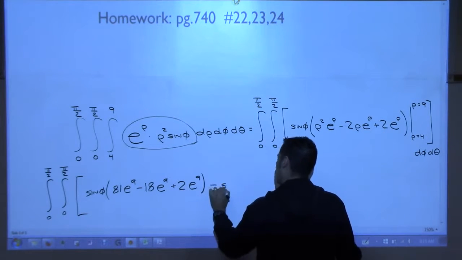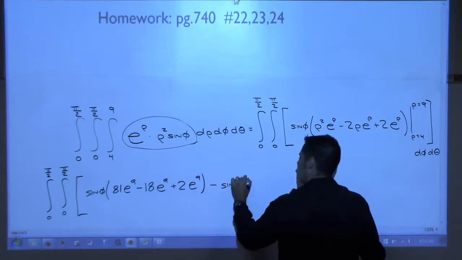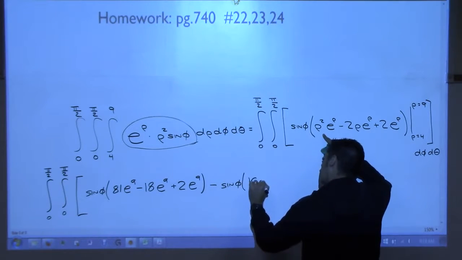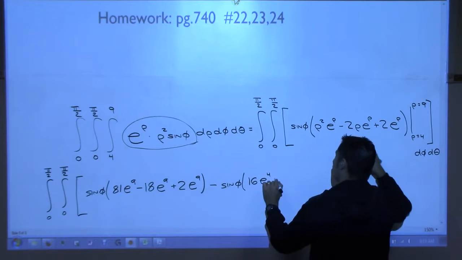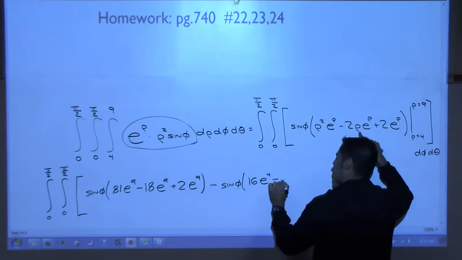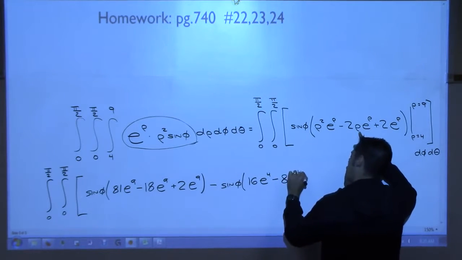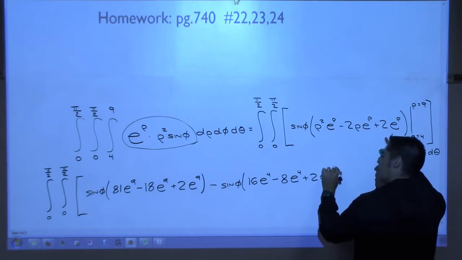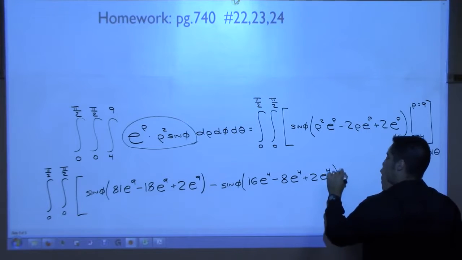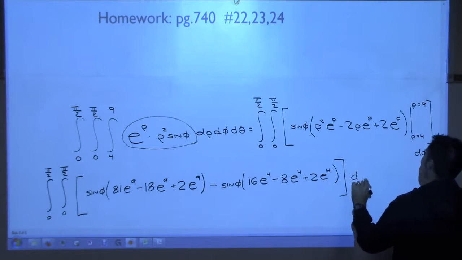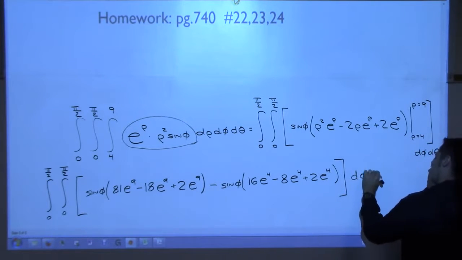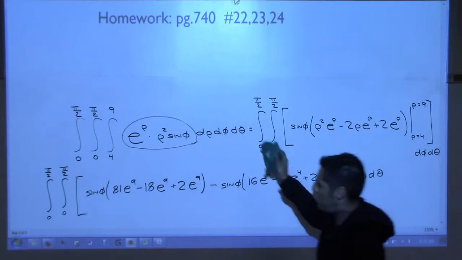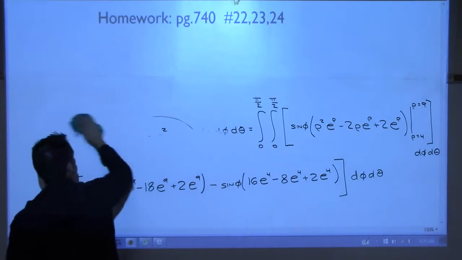Then minus, again, sine phi, and then plug in 4. So 4 squared, 16 e to the 4th, minus 4 here, we get 8 e to the 4th, and then plus 2e to the 4th. All right, d phi d theta. This should simplify a little bit.